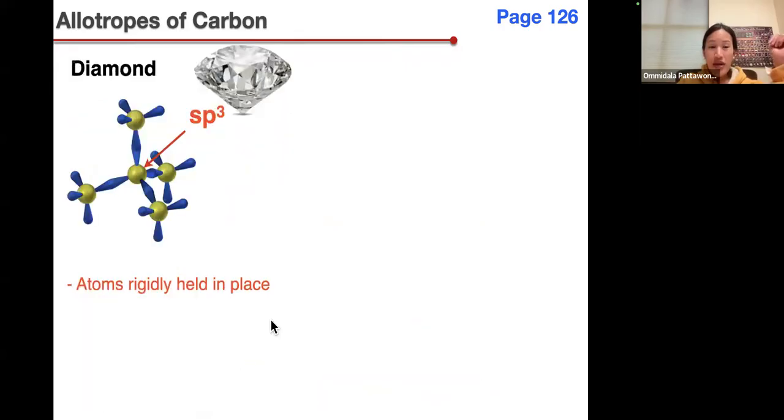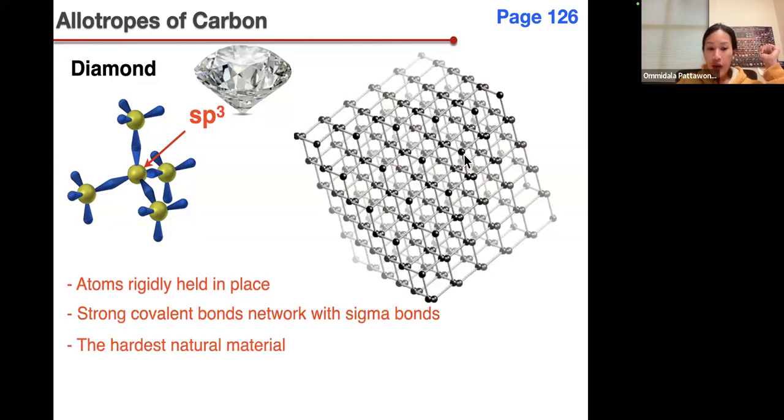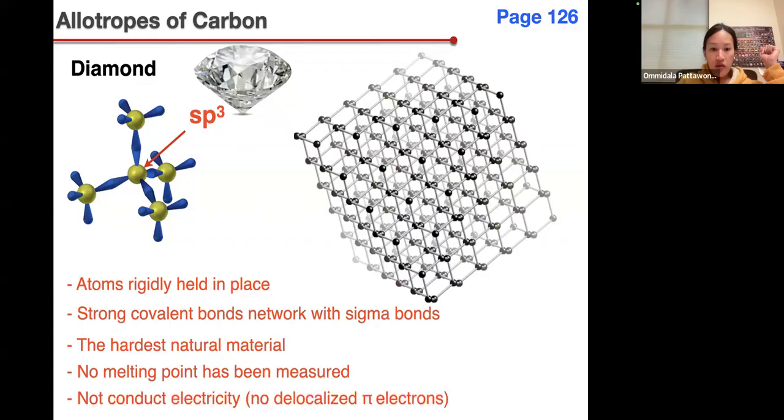Now, on the other hand, if you're looking at diamond, the carbons in diamond are going to adopt sp3 hybridization, which means all of these are going to be held together in a rigid structure. So they are going to be held in place and they cannot be moved. There are no available p orbitals, no available electrons to circulate around. So therefore, diamond is not able to conduct electricity. Okay, and also it will be the strongest natural material, because of this rigid structure.